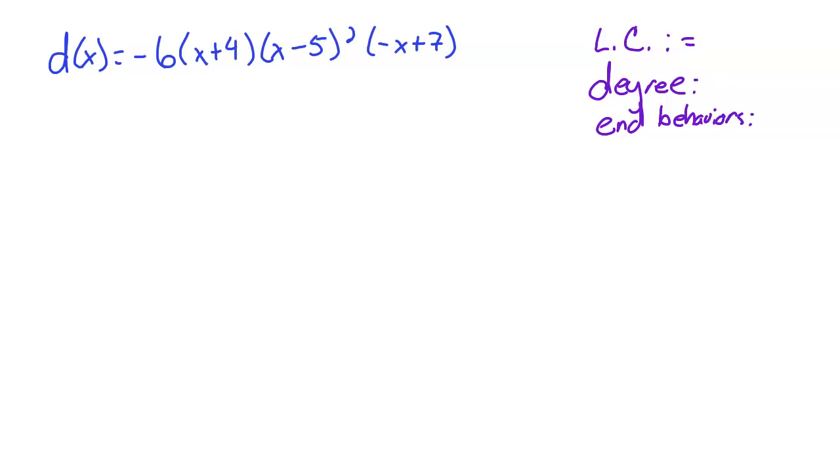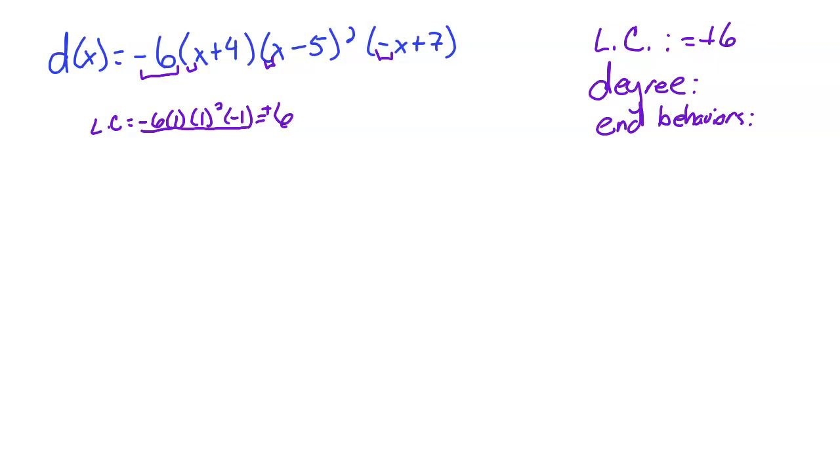So our leading coefficient, remember, whenever it's in factored format, we have to take into account all of our leading coefficients. So we're going to take, for our leading coefficient, negative 6 times a positive 1 times a positive 1 squared times a negative 1. So negative 6 times positive 1 times positive 1 times a negative 1 gives me a positive 6.